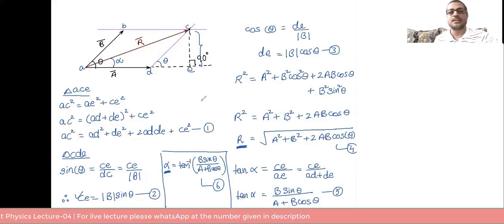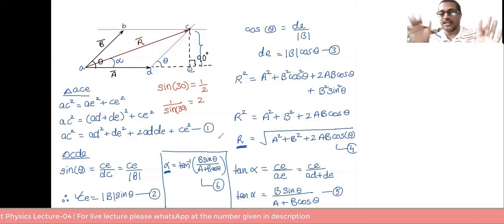See, I'll use another color here so that you don't get confused with what is already written here. Suppose I say sine 30 is equal to 1 by 2. We know this, right? Then how much is 1 by sine 30 equal to? 2. If I invert this, I have to invert this also. This is 2. This is clear. I think everyone has understood this. Yes. But this is not what is used here.